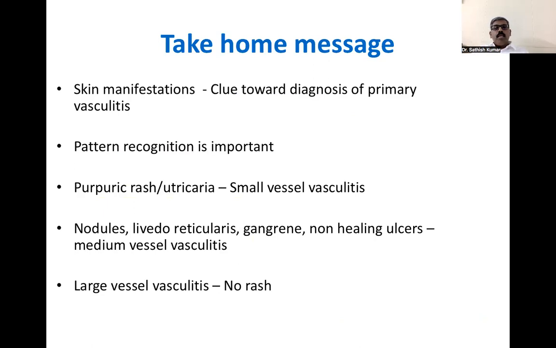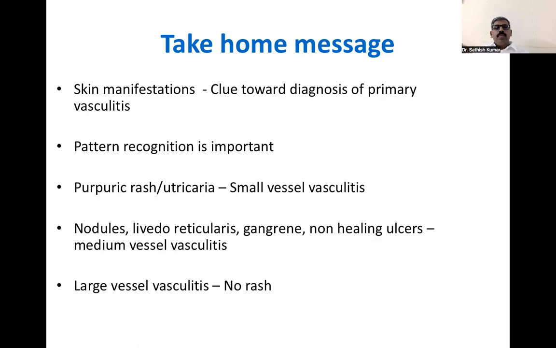Take home message. Most of the primary vasculitis, except Takayasu arteritis, has got skin manifestations. A very important thing as a clinician is pattern recognition. The whole of pediatric rheumatology is pattern recognition. If you recognize the pattern, you need not do further tests to confirm. Mostly blood tests and serological tests are to confirm the diagnosis rather than for etiology.